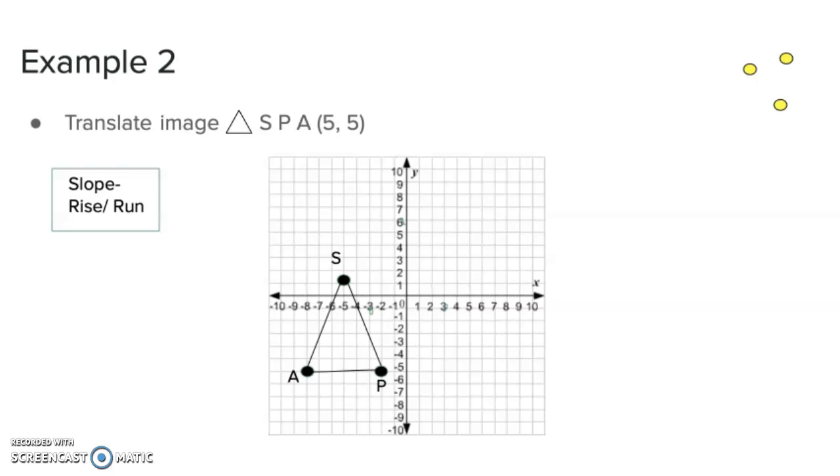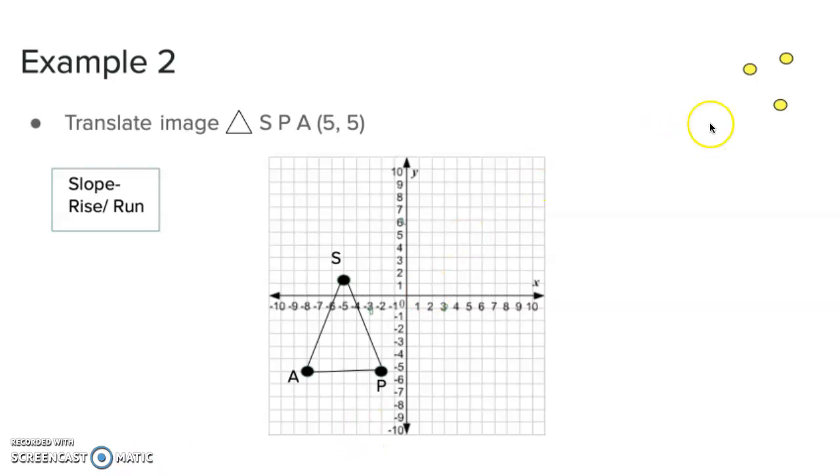My second example is pretty much the same thing, however it is a triangle now. Points SPA go up 5 and right 5 because they are positive, and according to rise over run, it has to go 5 up and 5 to the right, because the rise means it goes up, and in this case it's positive, so it does go up, and the run is positive because the 5 is positive, so it has to go to the right.